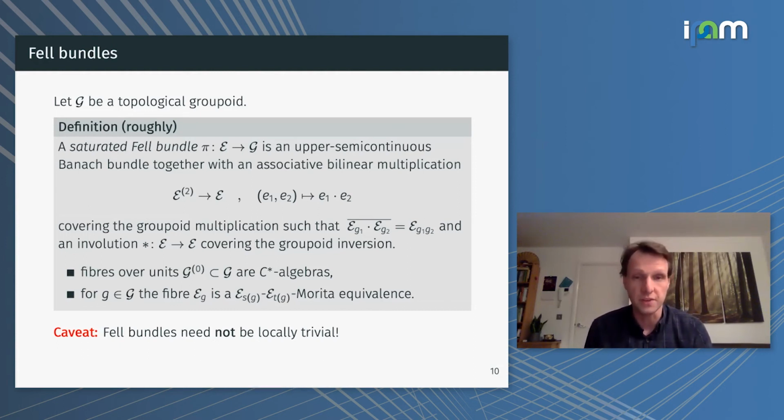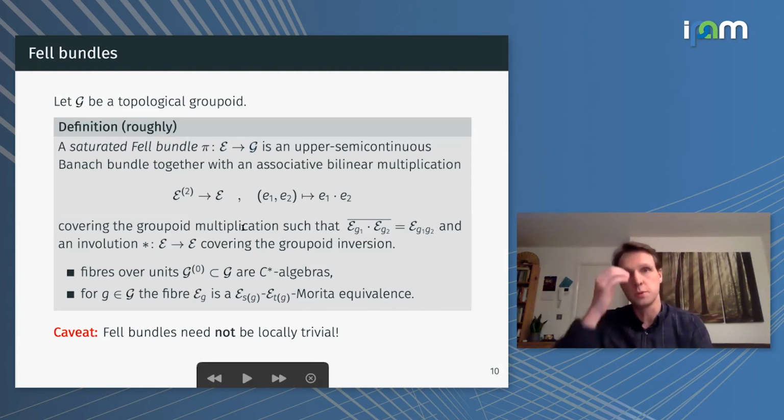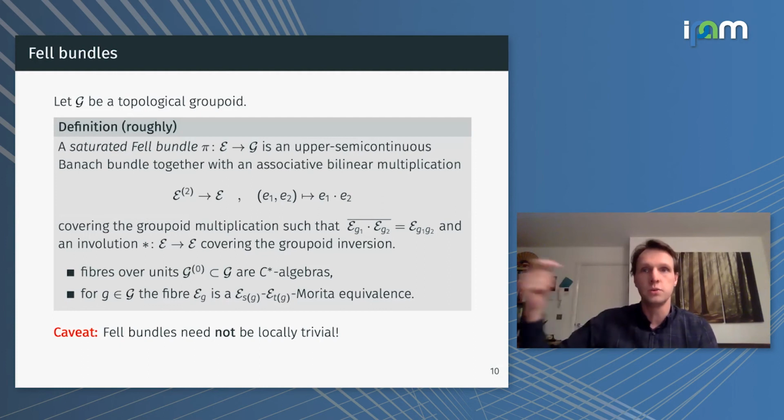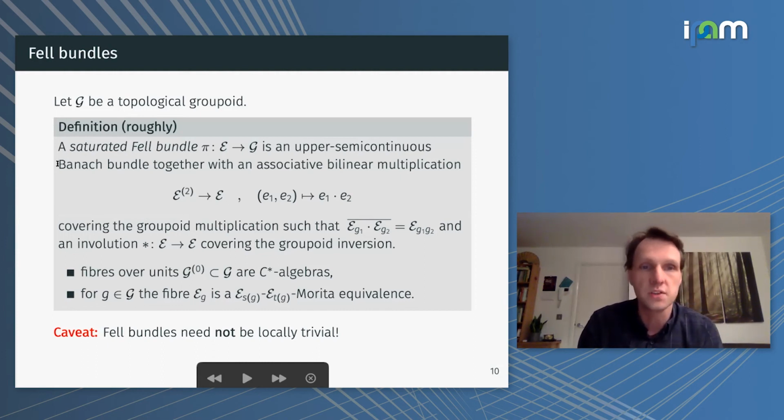So if I think about this, if I forget about the topology on this bundle for a second, and for example, if I would just take a discrete group here, this would be a functor from the category given by that group to the category of C-star algebras and bimodules and intertwiners. And one caveat here, since I've talked a lot about locally trivial bundles: these Fell bundles are based on Banach bundles. These do not need to be locally trivial.